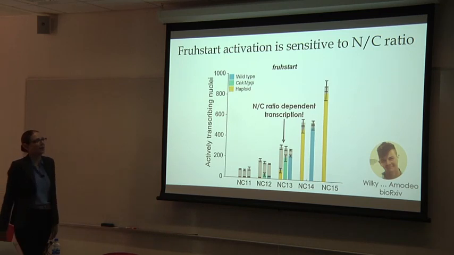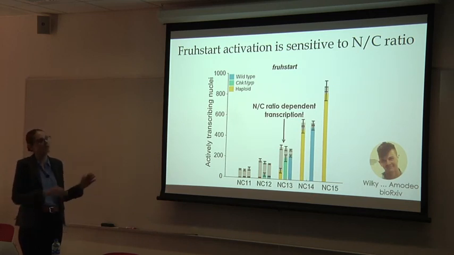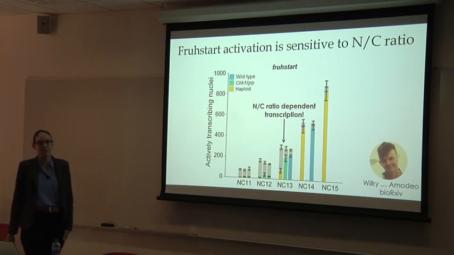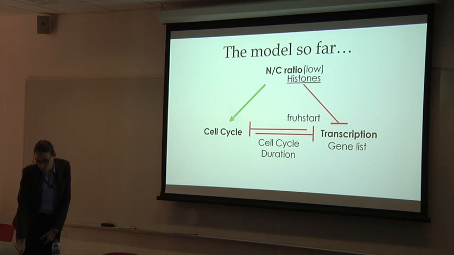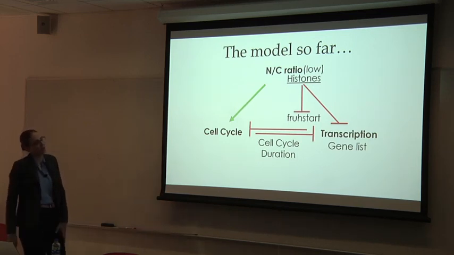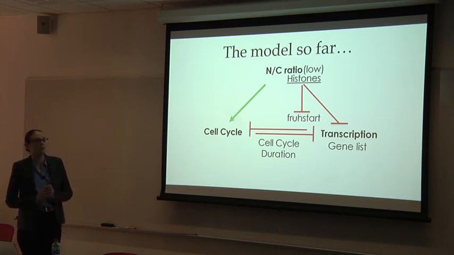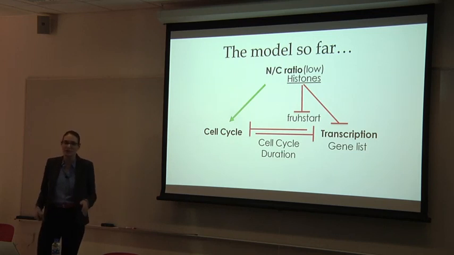And this is a thing that some people in the field don't believe is true, but we've, I think, pretty clearly shown it. Not that they don't believe our data, they don't believe that direct NC ratio dependent transcription is possible, but here we've pretty directly shown that this gene, Frühstart, which is a cell cycle regulator, is responding directly to the nuclear cytoplasmic ratio. So we'll add a direct arrow between the NC ratio and Frühstart. This is not an effect of cell cycle time. It is a direct effect of histones. Or, well, of NC ratio, and it's also directly responsive to histones.